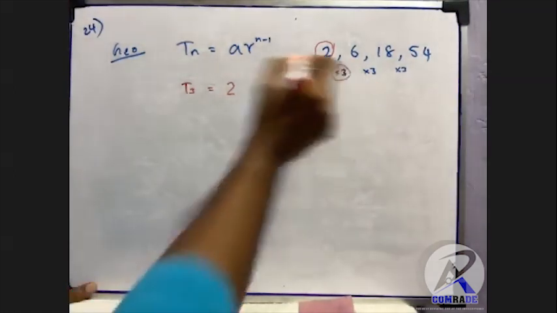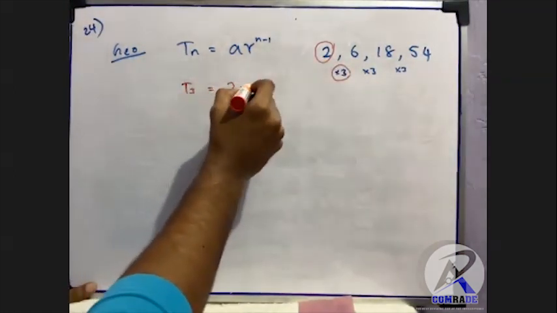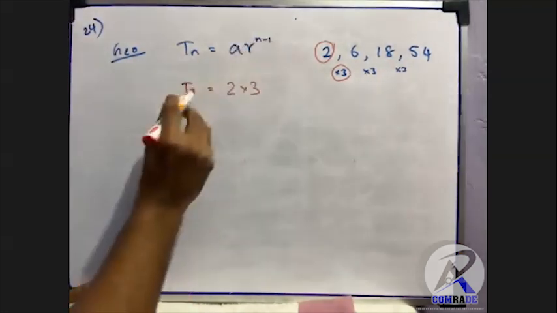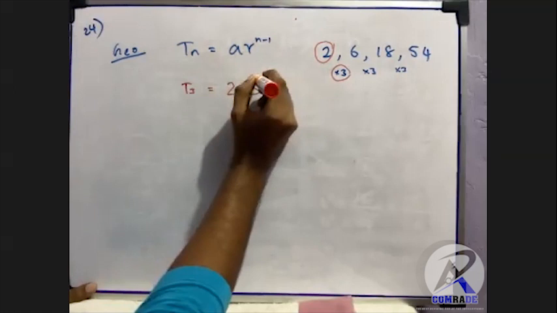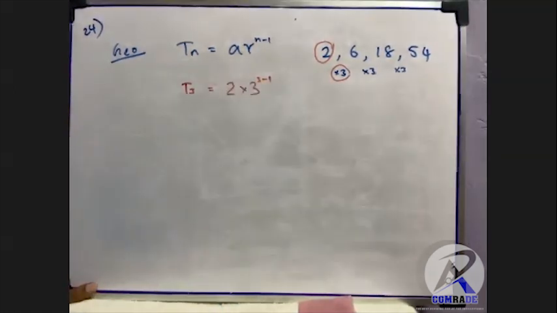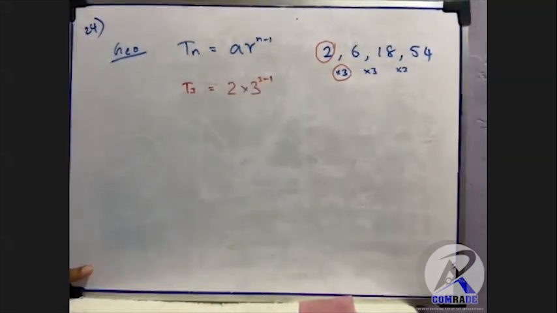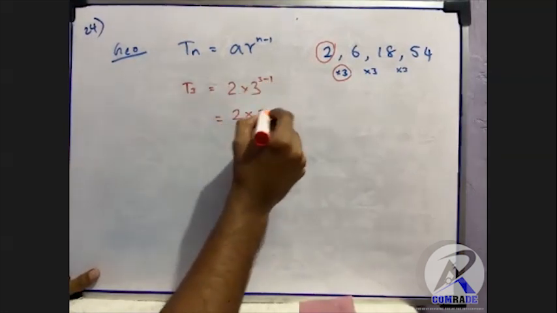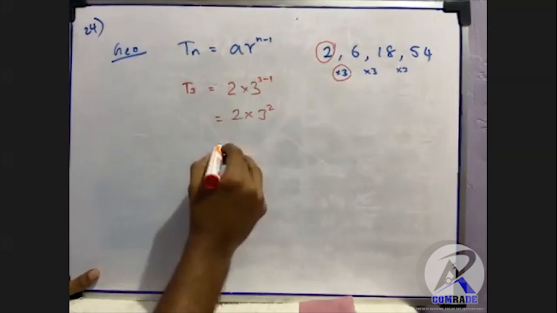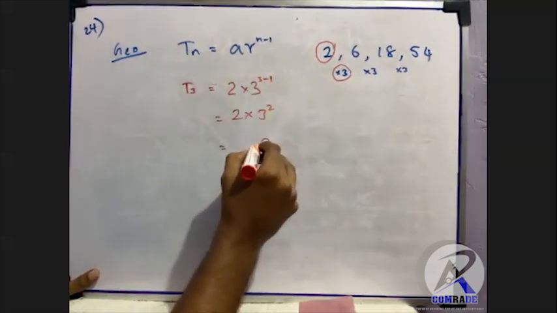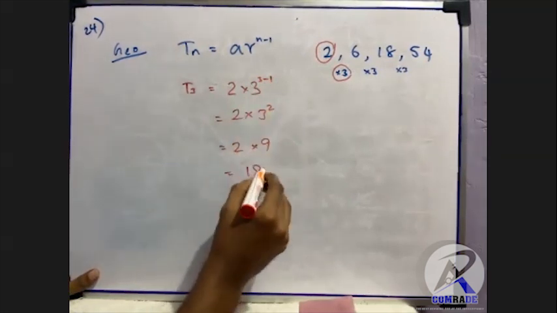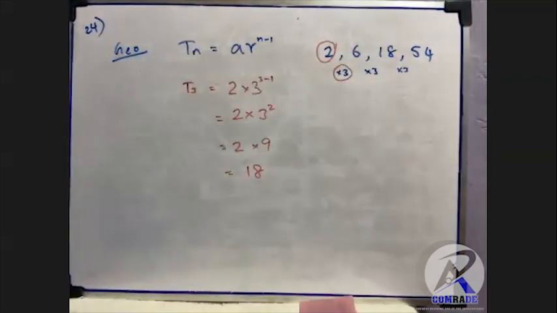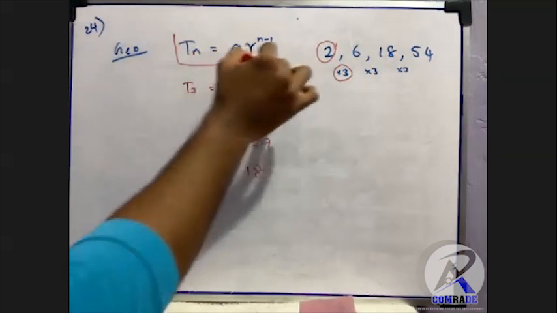If I know the first term, A, I can put the common ratio. What is it? The common ratio is 3. So it is 3 to the power n minus 1. Here n is 3, so 3 minus 1. So 2 into 3 to the power 2, which is 3 by 3, 9, times 2 equals 18. We found the third term as 18. Get it? So this is one formula in geometric progression.